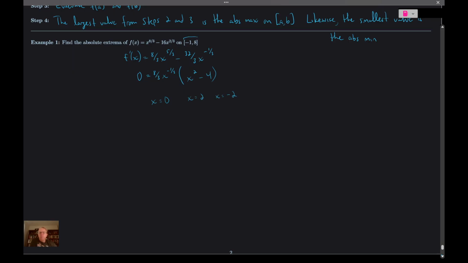Now notice the interval is negative 1 to 8. Negative 2 is not in that interval, so we really don't need to worry about it because it's not even in the interval that we're considering. So we found our critical numbers, 0 and 2. And then now we just need to evaluate f of negative 1, f of 8, so the endpoints of the interval, and each critical number, so f of 0, f of 2.